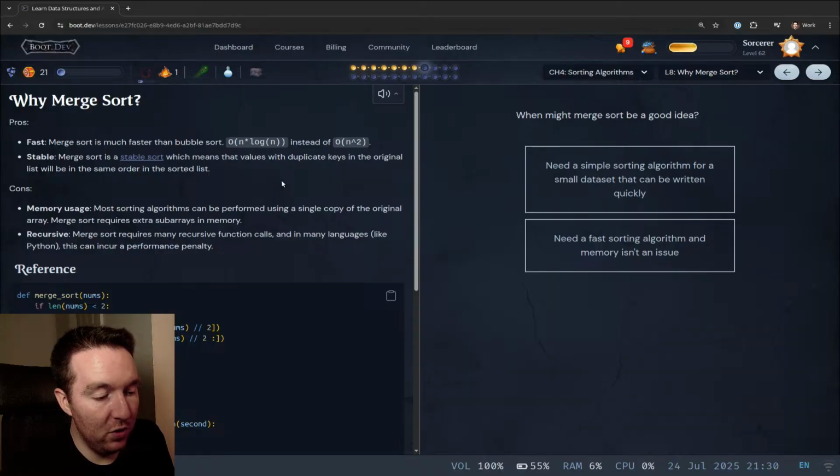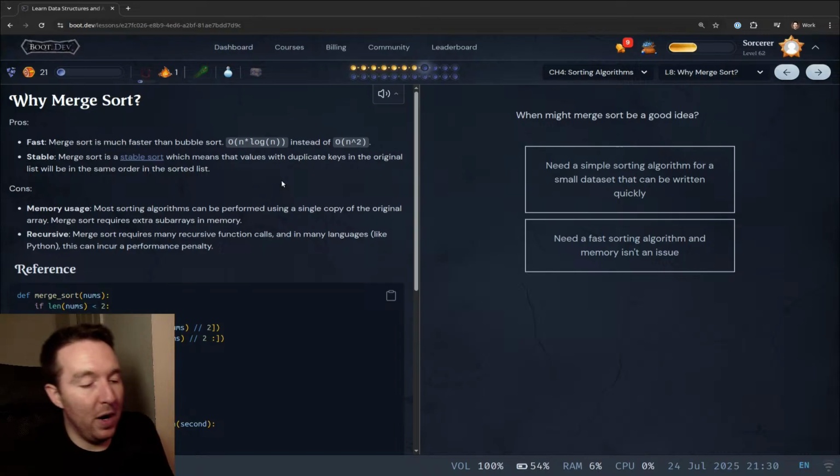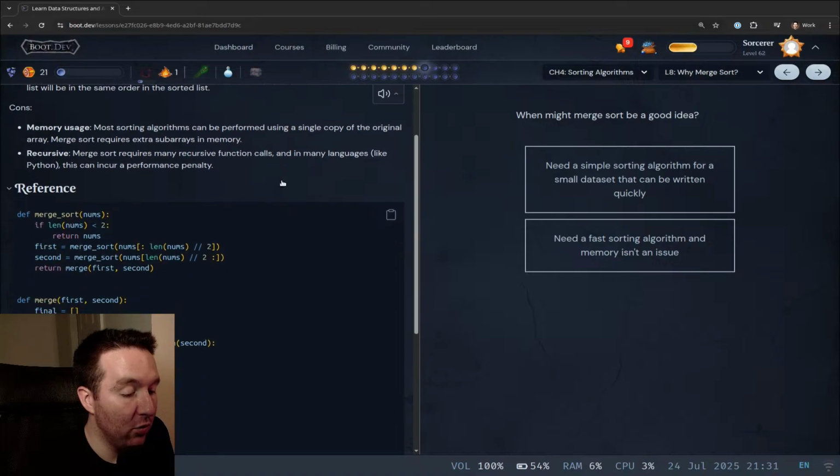Pros: fast. Merge sort is much faster than bubble sort, O(n log n) instead of O(n squared). Stable. Merge sort is a stable sort, which means that values with duplicate keys in the original list will be in the same order in the sorted list. Cons: memory usage. Most sorting algorithms can be performed using a single copy of the original array. Merge sort requires extra subarrays in memory. Recursive. Merge sort requires many recursive function calls, and in many languages like Python, this can incur a performance penalty.